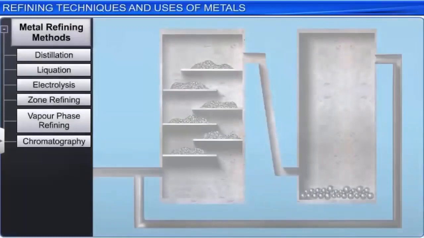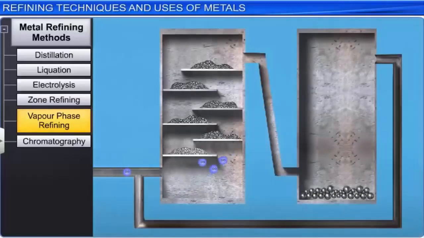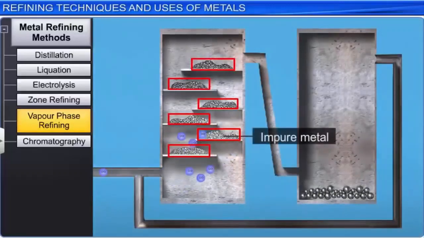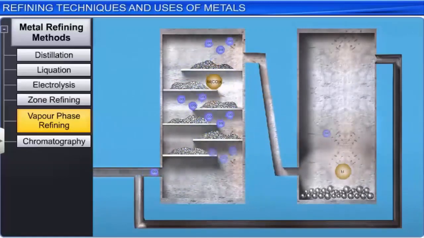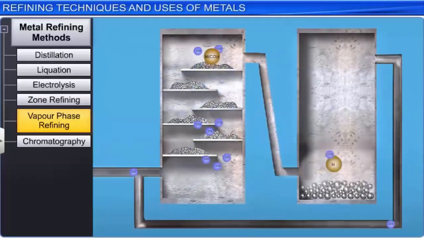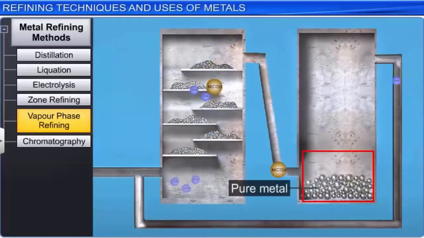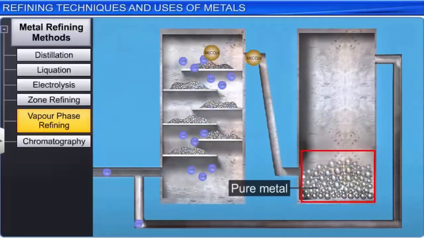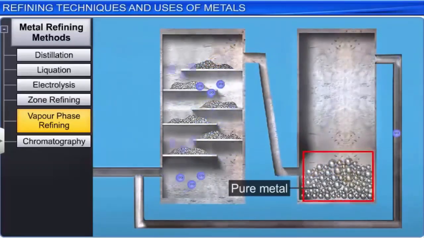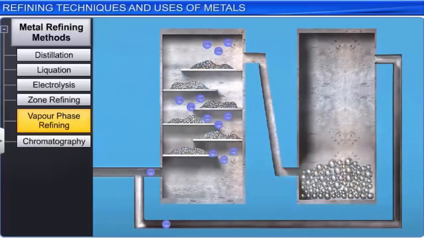In another refining technique, which is vapor phase refining, the impure metal is first converted into its volatile compound. The volatile compound is then decomposed to give pure metal. It is essential for this technique that the volatile compound of the metal should be easily formed and easily decomposed. Let us consider nickel.